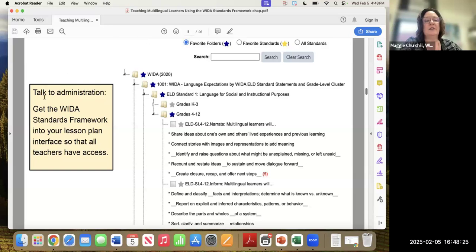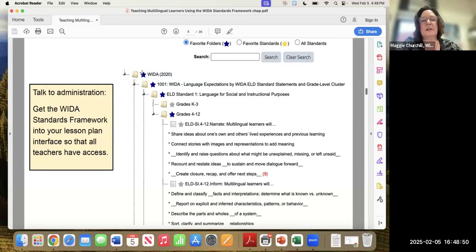So my district already did this, but if you don't have a way to look up your WIDA standards in your lesson plan, however you submit your lesson plans in your district, everyone needs to have access to these standards. So it's not just for you, it's also for all of the teachers. The math teacher needs this. The science teacher needs this. The social studies teacher needs this. So you need to get the WIDA standards framework into the lesson plan interface so that all teachers have access.